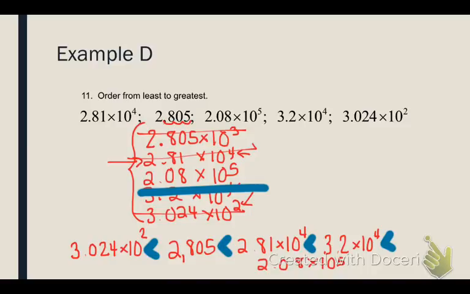So that's how you write numbers in scientific notation, and hopefully you see the advantage. They're much quicker to read. And in our next lesson, you'll see how you can perform operations with numbers in scientific notation.